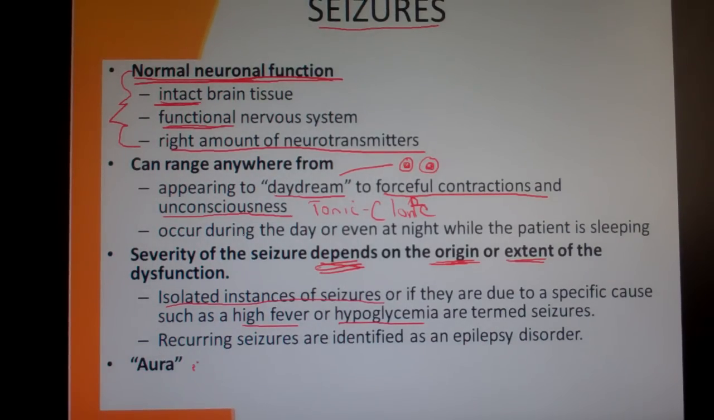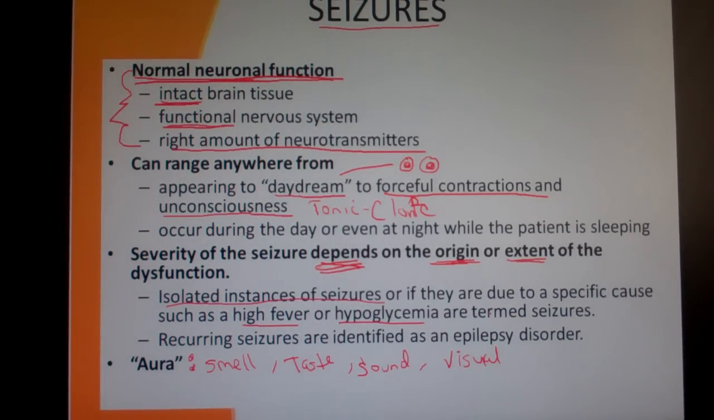An aura, same thing as in migraine headaches pretty much, is when you kind of know it's coming on. You have a little warning, and maybe it's some kind of smell or taste, or even a sound, or visual. But you kind of know that a seizure is coming on when you have an aura.